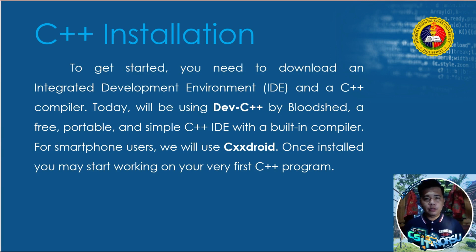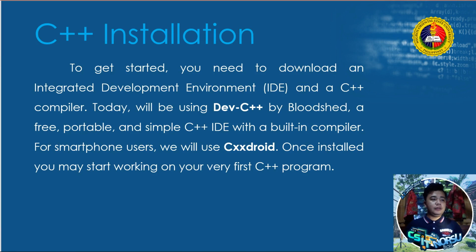If you have computers or laptops, obviously that would be the easier way to write a program. But if you have a smartphone, you can also use smartphones. Now, today, since I'll be using a PC, throughout this class we'll be using Dev C++. It's developed by Bloodshed, a free, portable, and simple C++ IDE with a built-in compiler. For smartphone users, we'll also use CXX Droid.